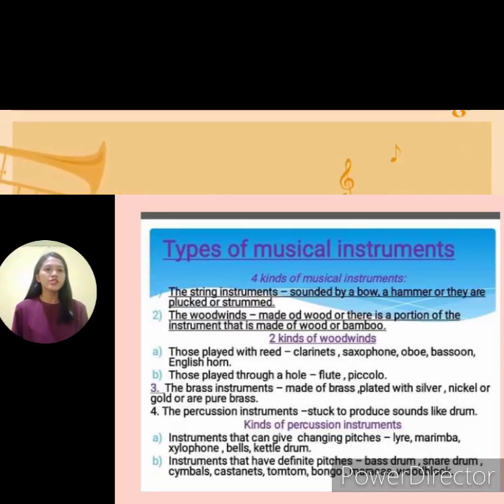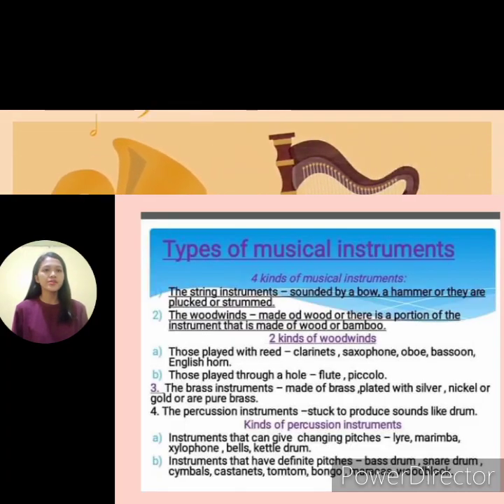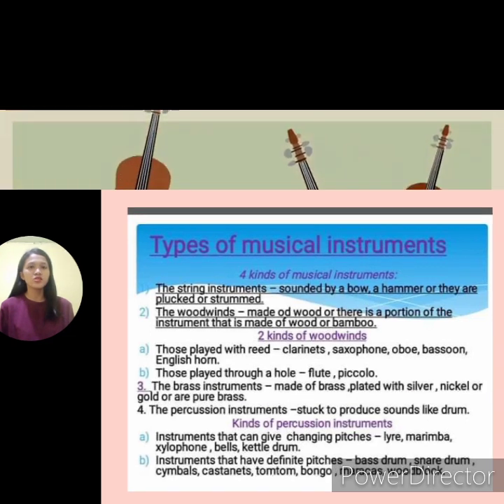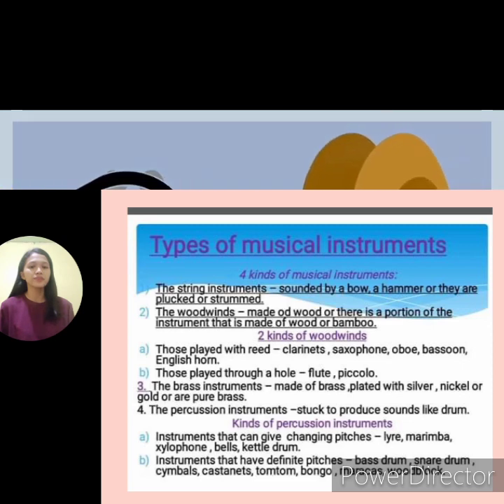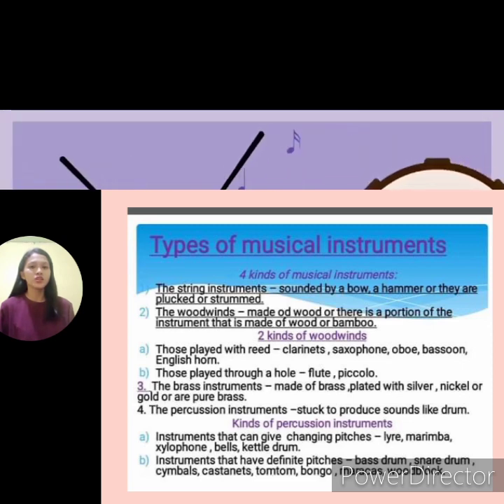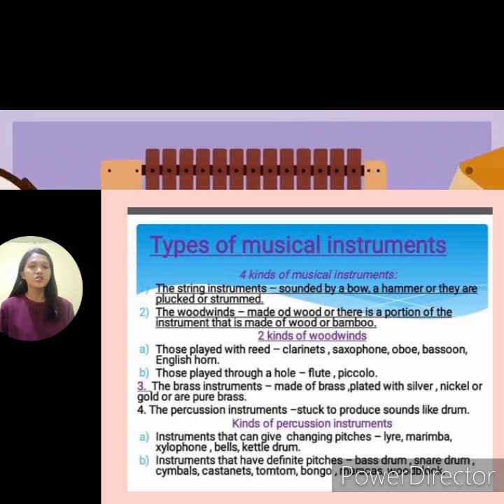Types of musical instruments. There are four kinds of musical instruments. The first is the string instrument, sounded by a bow, a hammer, or it is plucked or strummed. The strings produce sound by the use of three methods: bowing, plucking, and strumming.